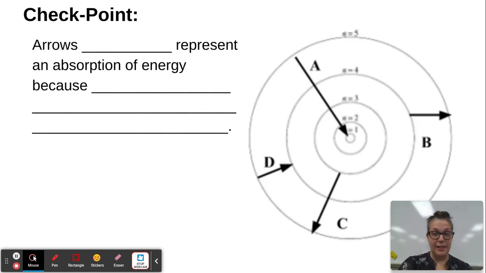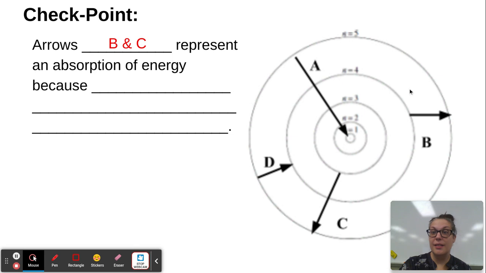So, checkpoint. Let's talk it through. Arrows blank represent an absorption of energy. I'll give you a moment to answer. It says arrows, so there are two answers. Absorb means take in. When you take in energy, that's what allows you to jump. So it will be arrows B and C.